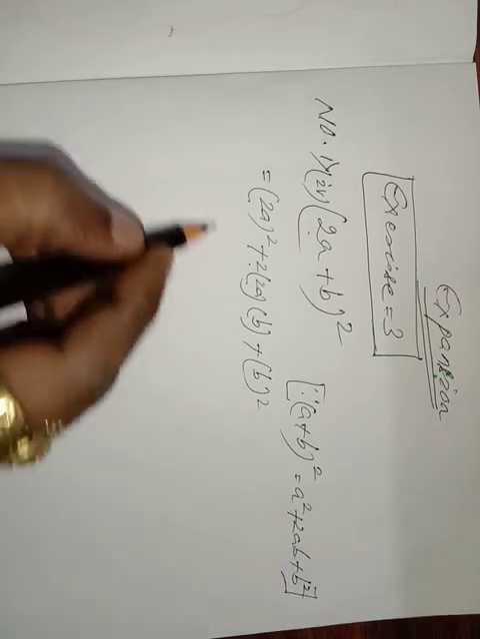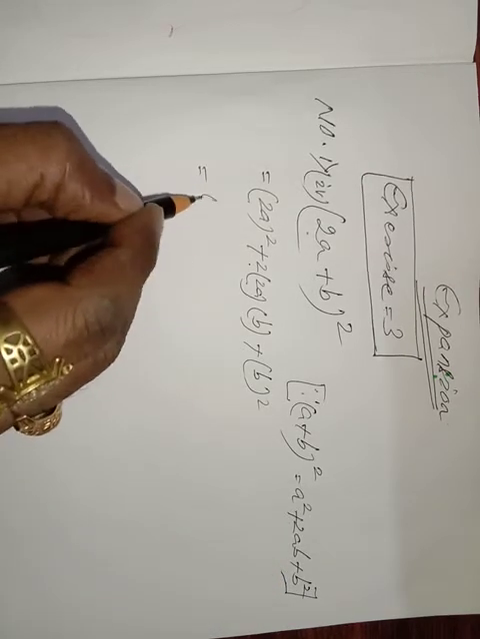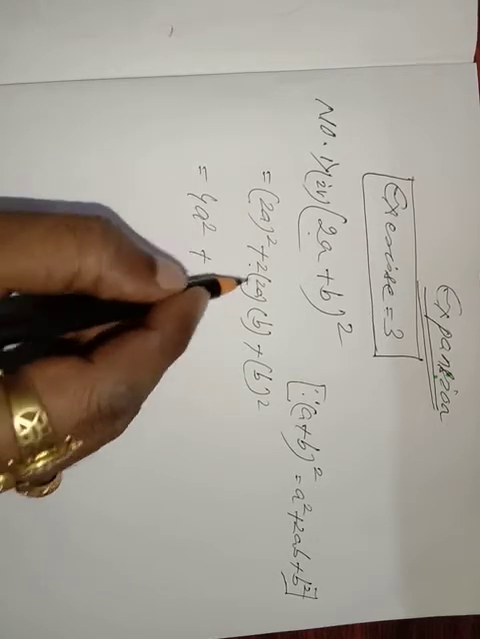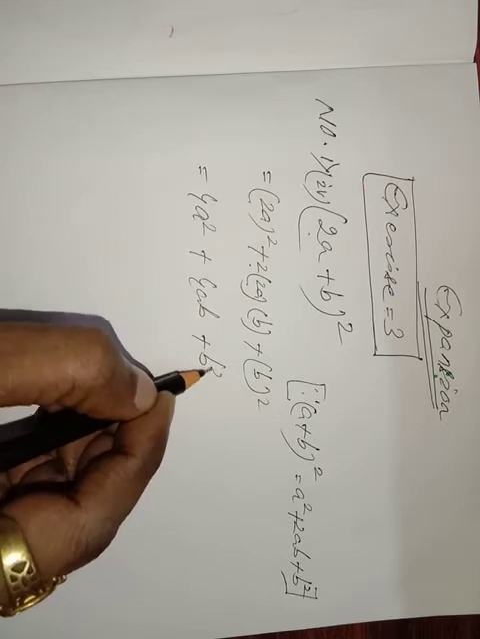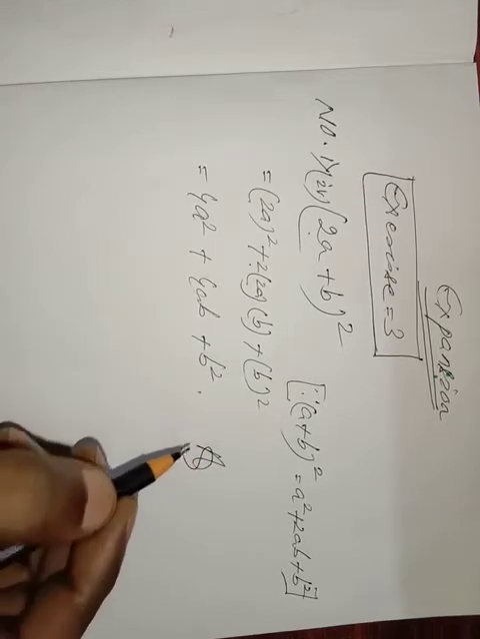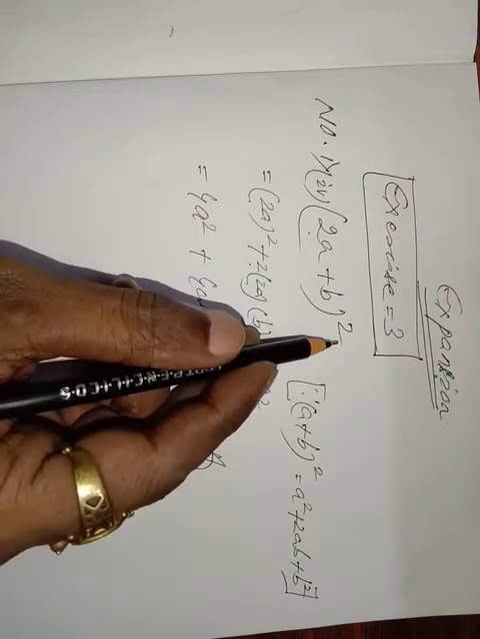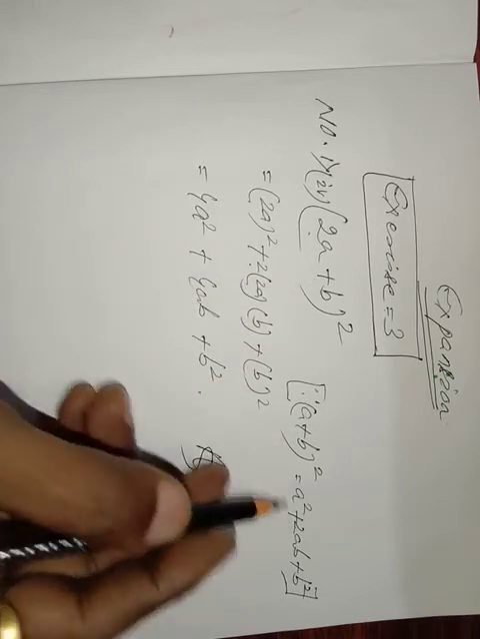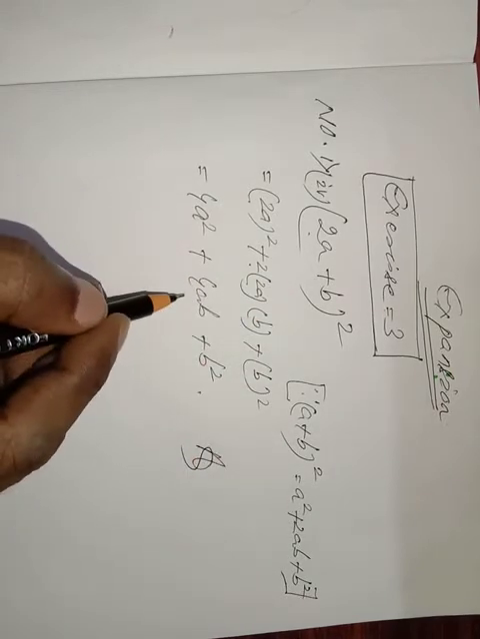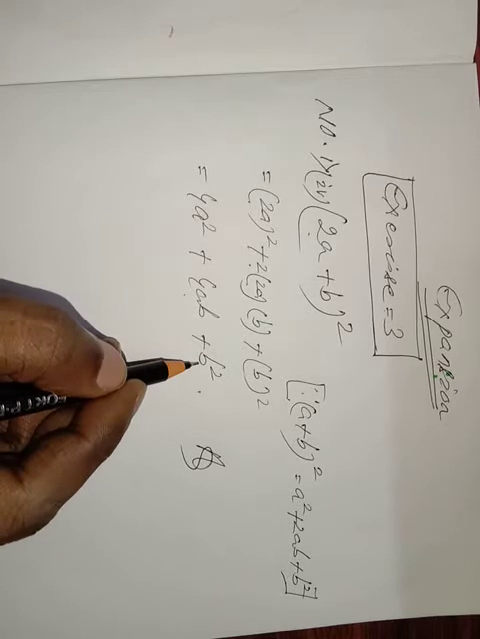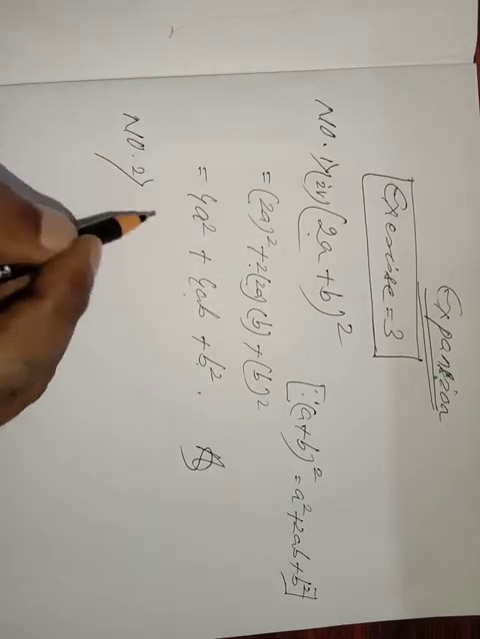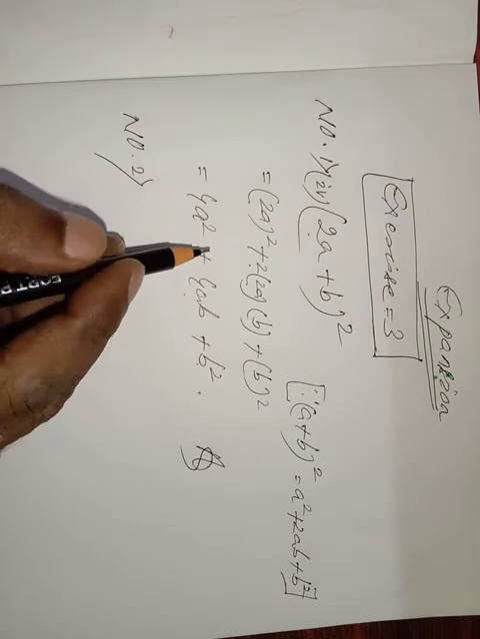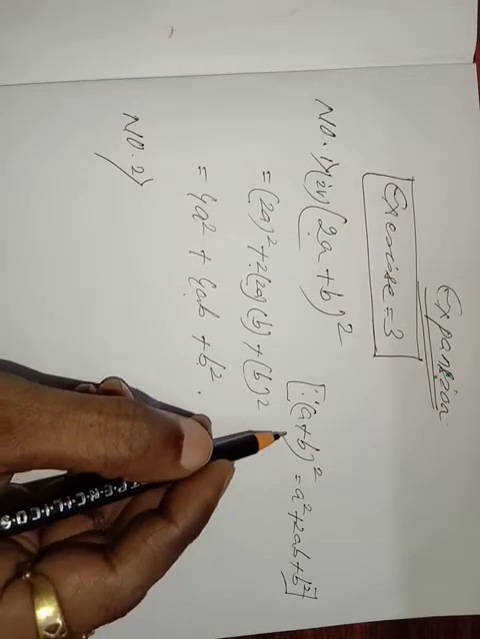Now 2a whole square equal to how much? That is 4a square. And this will be 2 into 2a into b, that is 4ab, plus b square. This is the answer. Using the formula a plus b whole square, we are getting the result 4a square plus 4ab plus b square. Next, go to number 2. I think it is clear. Number 1, using the formula only, you have to memorize a plus b whole square.